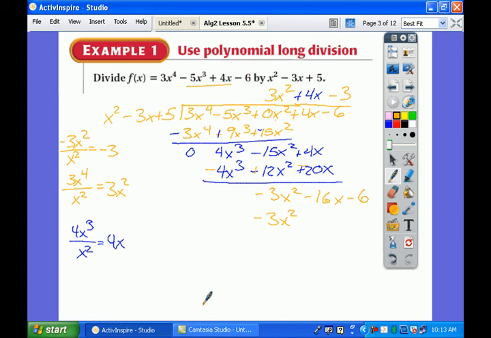Now what do we do? We multiply. Negative 3 times x squared, negative 3x squared. Negative 3 times negative 3x plus 9x. Negative 3 times 5, negative 15. What do we do now? We subtract. So subtraction means changing the signs. Minus plus plus. Negative 3x squared, they cancel out. This leaves us with negative 25x plus 9.